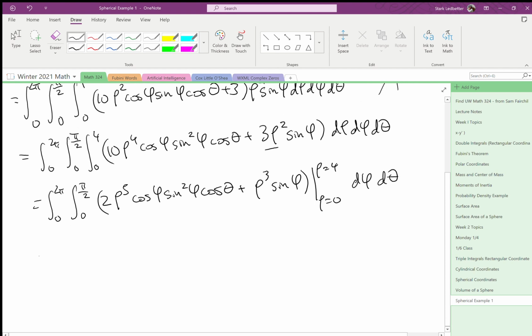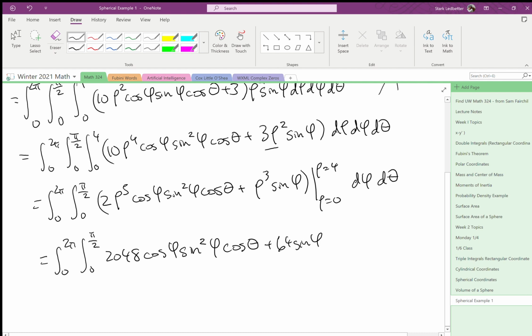Okay, we're plugging in rho equals 4. These numbers are going to get a little big. 0 to pi over 2. 4 to the 5 is 2 to the 10, which is 1024. So I have 2048. Like the game. I don't know if you guys were around when the game 2048 came out. Plus 4 cubed is 2 to the 6, which is 64 sine phi. Okay, minus, and then we put in 0, we get 0.